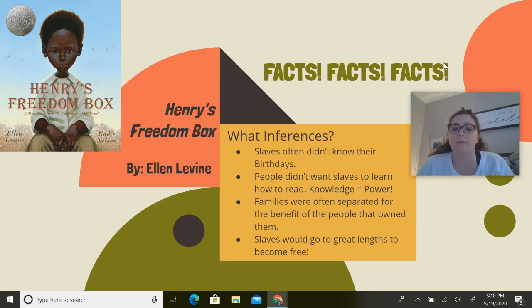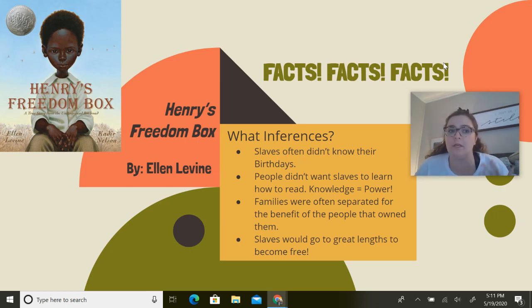And then people didn't want slaves to learn how to read. So it was actually illegal in a lot of places to teach slaves the alphabet, or to teach slaves how to read and write. And so this comes from the idea that knowledge is power, and we still know that today. That's why we want y'all to go to school and learn as much as you can, because knowledge gives you a lot of power.